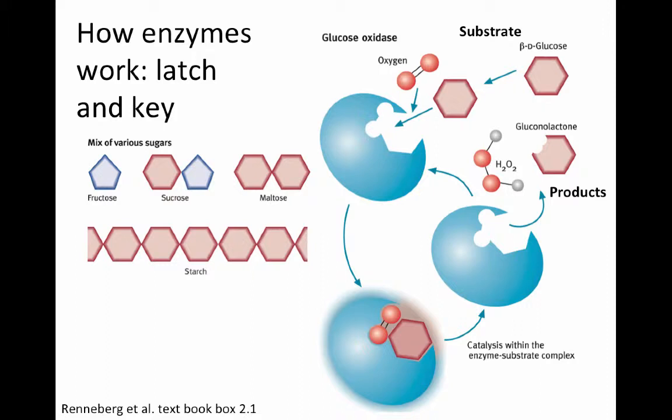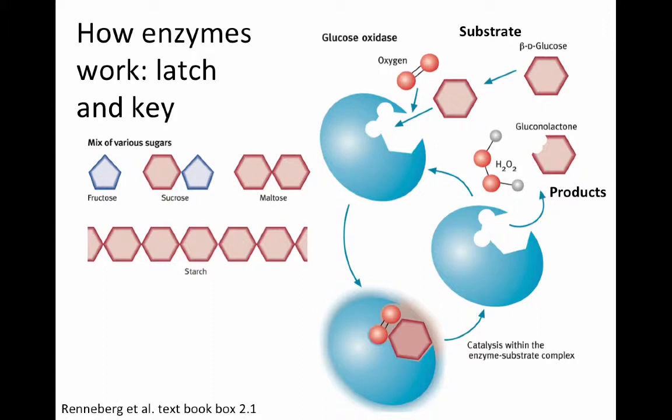And then as these substrates fit into the protein, the enzyme folds around them, kind of forcing the molecules to come together and changing the shape of these molecules. You can see the molecules brought into tighter space together, and then the latch is opened to release the products of this reaction. Here the oxygen and beta glucose are transformed into glucolactone and hydrogen peroxide.